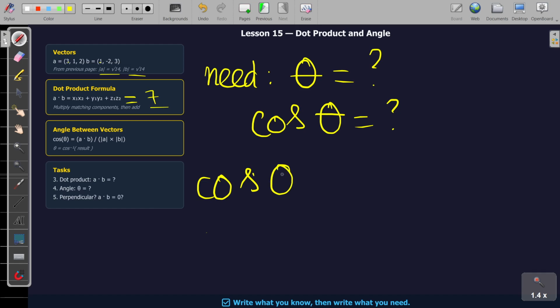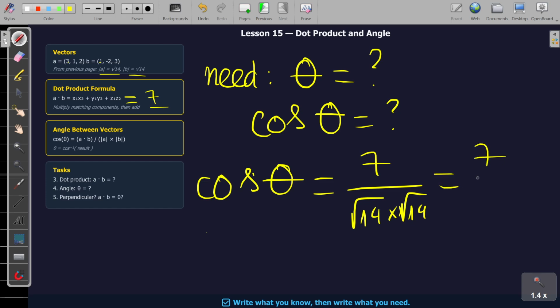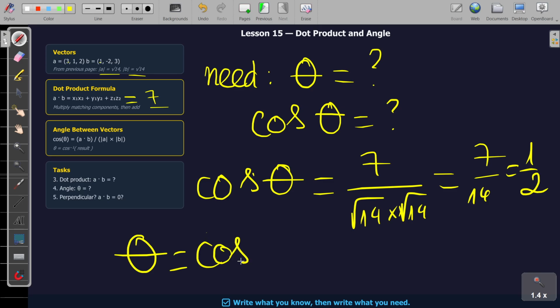Luckily, we have our formula right here and the values that I've figured out already. So we have 7 divided by square root of 14, square root of 14 as well. This will give us 7 over 14, which is 1.5. Now, because cosine theta is 1.5, I need to calculate theta, which is the angle.